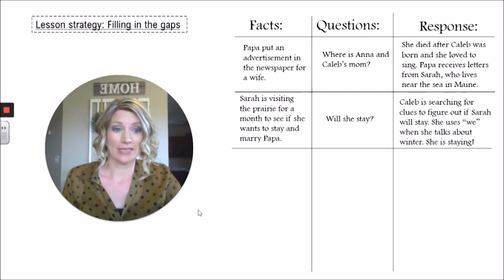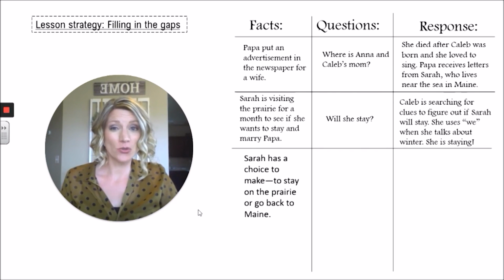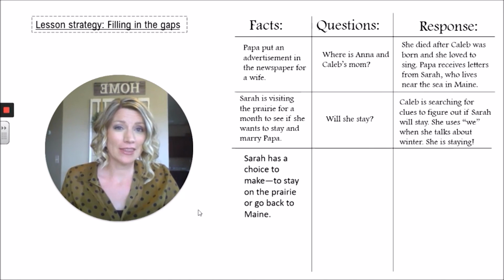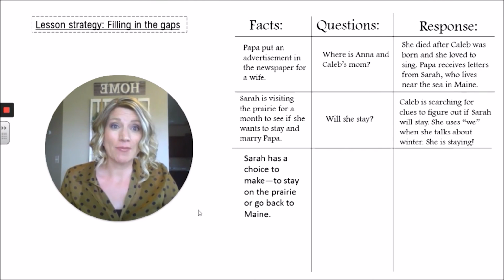Now it is your turn to use our reading strategy, fill in the gaps. The fact I wrote is, Sarah has a choice to make, to stay on the prairie or go back to Maine. You'll write the question and complete the response. As always, you can extend your learning and add more facts, questions, and responses.